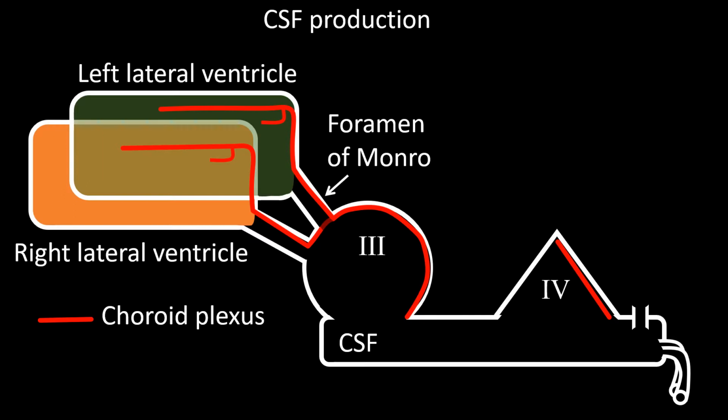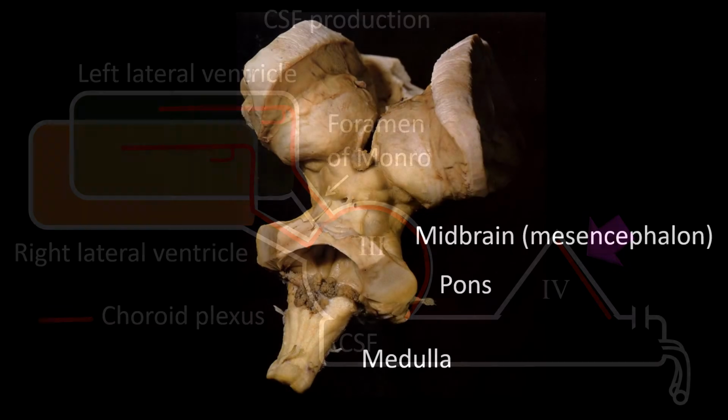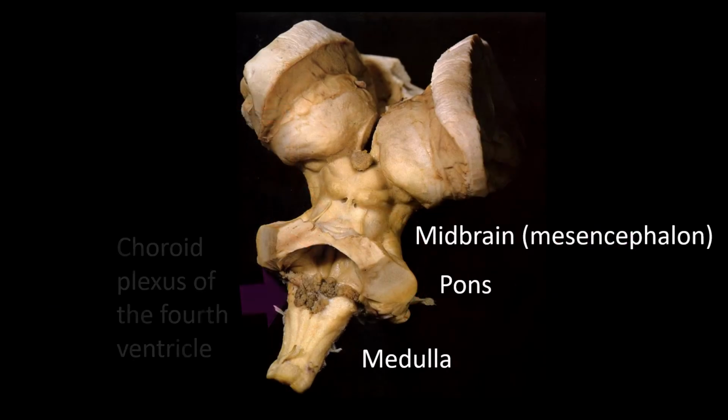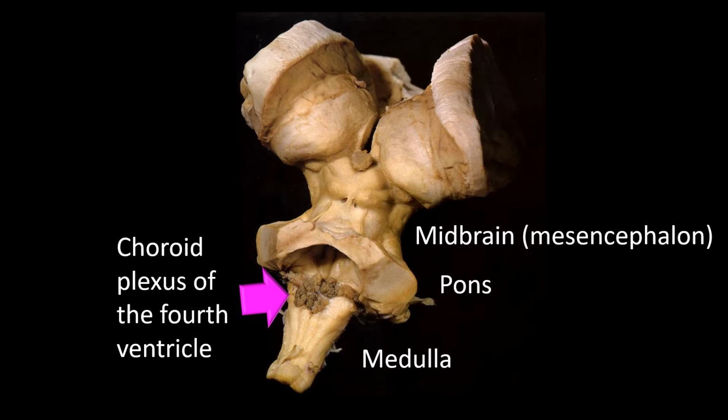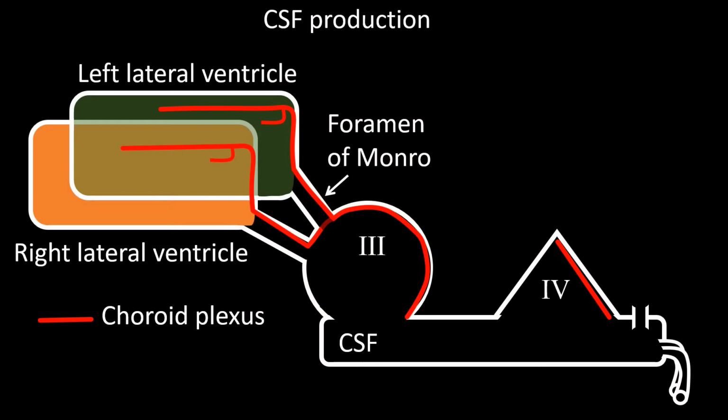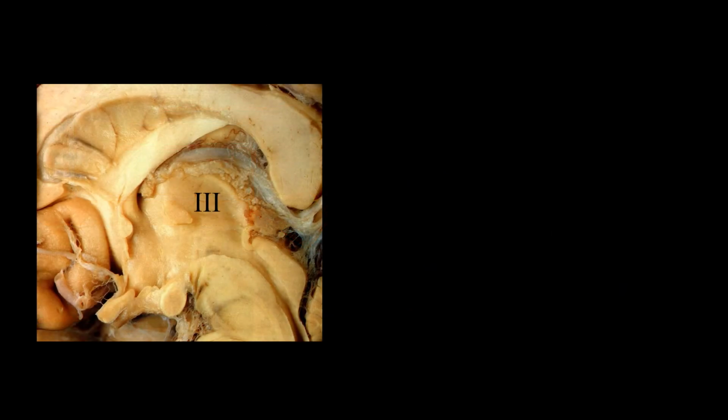The choroid plexus is present at the lower portion of the roof of the fourth ventricle, as you can see in this specimen pointed by the arrow. The choroid plexus is also present at the top of the third ventricle, as you can see in this frame to which I am pointing in this specimen. Notice that it is a granular looking structure that is attached to the roof of the third ventricle.